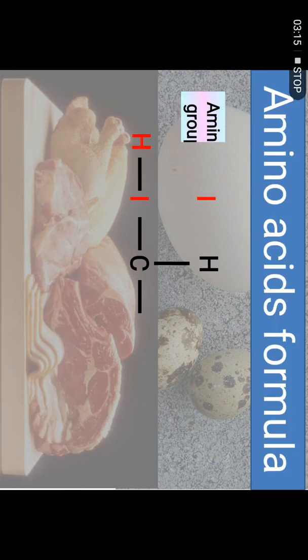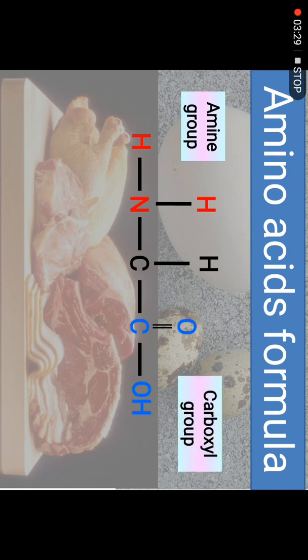One of the bonds will join to the amine group. Amine means NH2 here, the ammonia or the amine group. Another bond joins with the carboxyl group. It gets the name of acid due to this group joined to the carbon. Then the third bond joins to the H, and the final bond joins to the R.